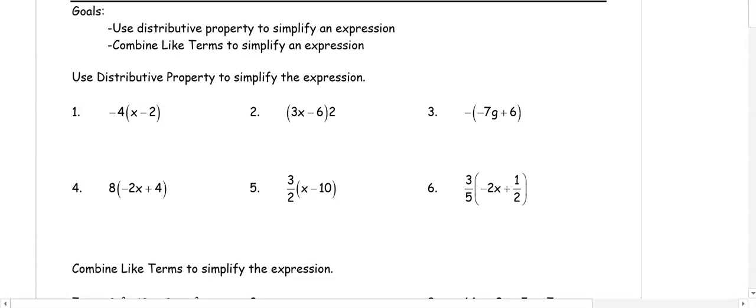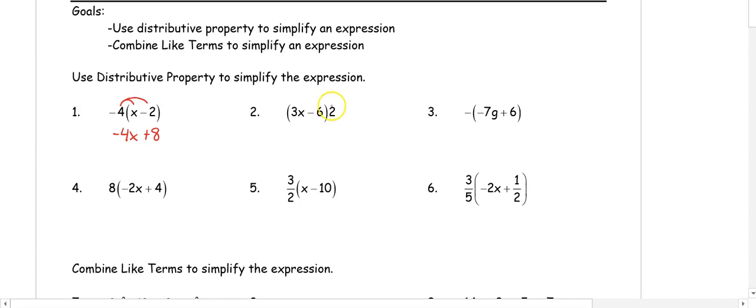This video is about using the distributive property to simplify an expression and combine like terms to simplify an expression. So first we're going to use the distributive property to simplify the expression. So in number one, we are multiplying both terms by -4. So we get -4x plus 8.